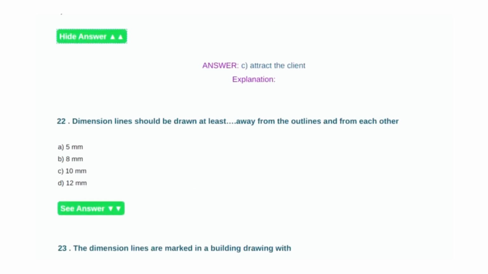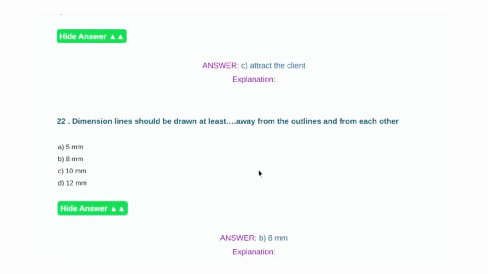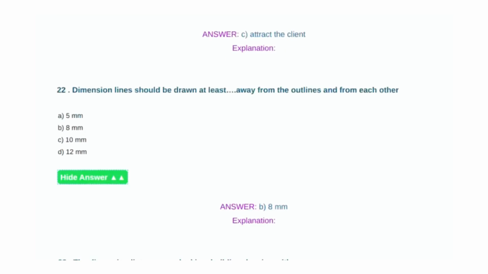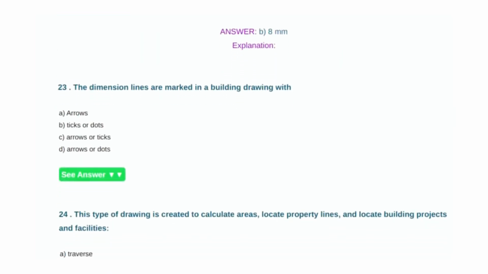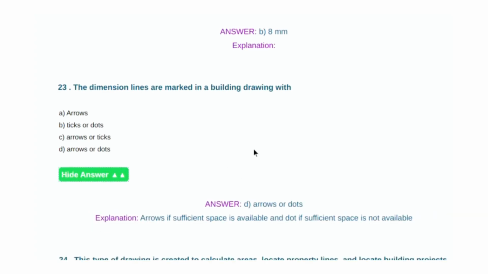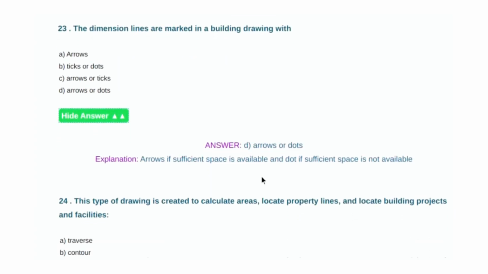Dimension lines should be drawn at least some distance away from the outlines and from each other. At least 5 mm, no, 8 mm. Dimension lines should be drawn at least 8 mm away from the outlines and from each other. Dimension lines are marked in a building drawing with arrows, ticks or dots: arrows or ticks, arrows or dots. Arrows if sufficient space is available and dots if sufficient space is not available.